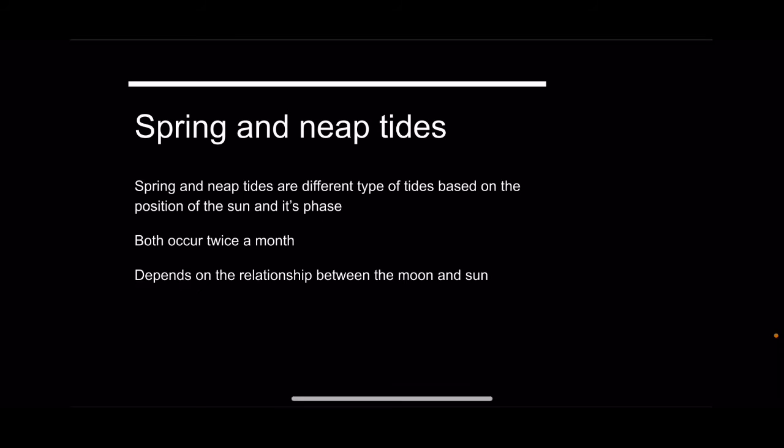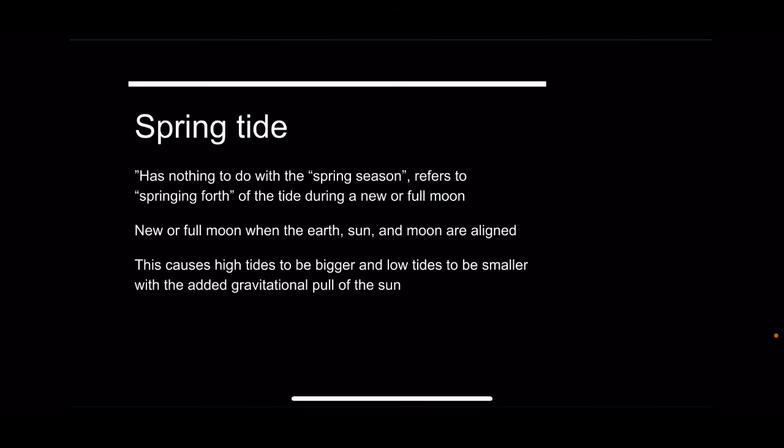So there's spring and neap tides. Those are separate from the other tides we just went over. It has to do with the position of the sun and the moon. So spring and neap tides are different types of tides based on the position of the sun and the moon's phase. Both occur twice a month, and it depends on the relationship between the moon and the sun. A spring tide actually has nothing to do with the spring season. It refers to the springing forth of the tide during a new or full moon.